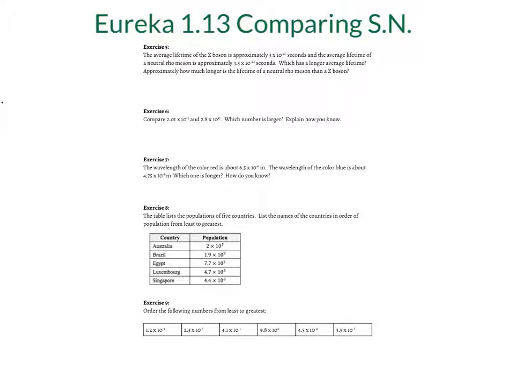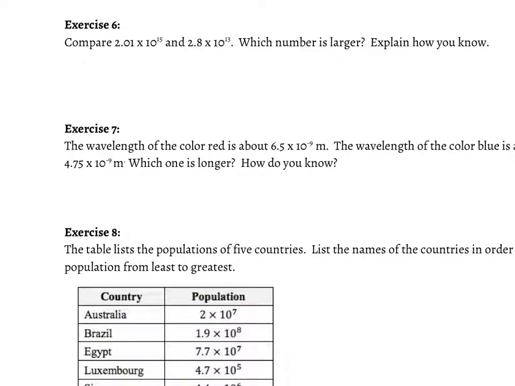So let's start here with Exercise 6. Exercise 6 says compare 2.01 times 10 to the 15th and 2.8 times 10 to the 13th. We always look at the exponent first. 15 is greater than 13, so 2.01 times 10 to the 15th is the larger number. I know this because the exponent is larger, meaning that this number is larger.